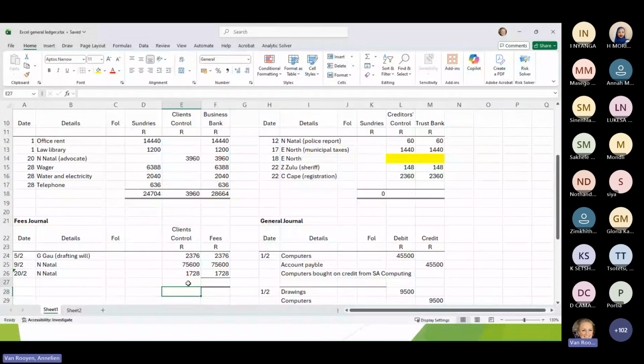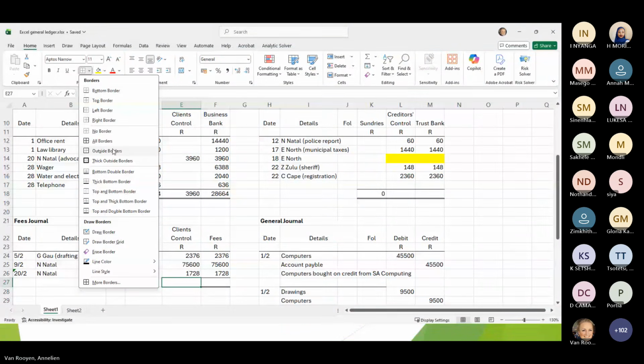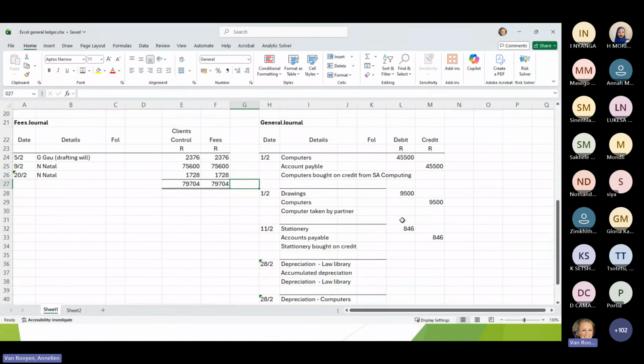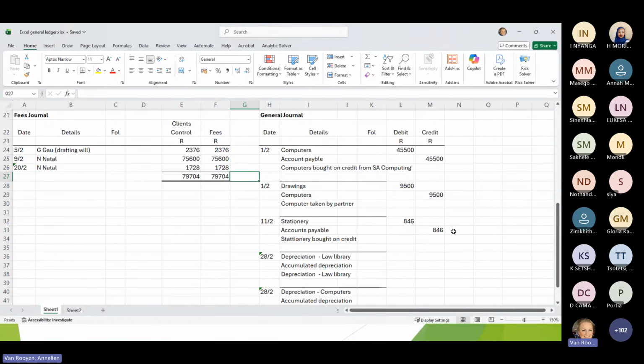Are you still with me? Okay, and we don't add up a general ledger. Now, if we look at the folios, I want to explain the folios to you before we carry on.